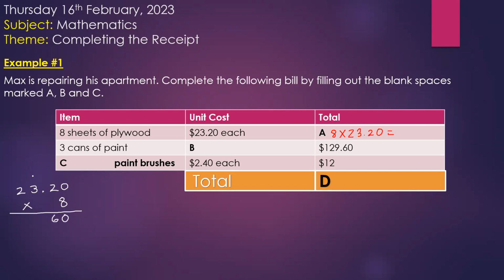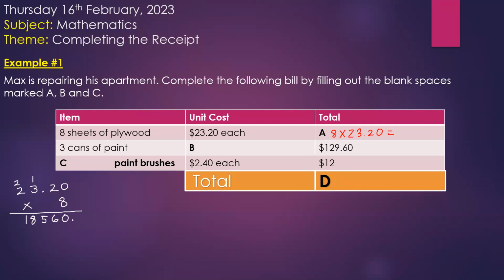Put the 1 up. What is 8 times 3? 24. 24 plus 1 is? 25. Put the 5 down. Put the 2 up. What is 8 times 2? 16. 16 plus 2? 18. Very good. So you have 18560. Remember, we have two numbers behind a decimal point.